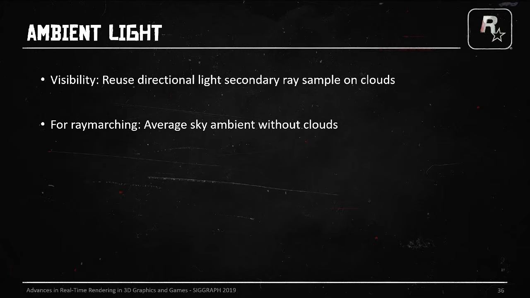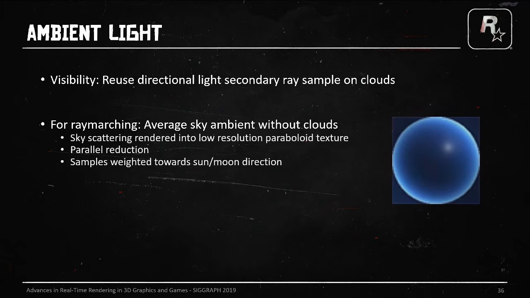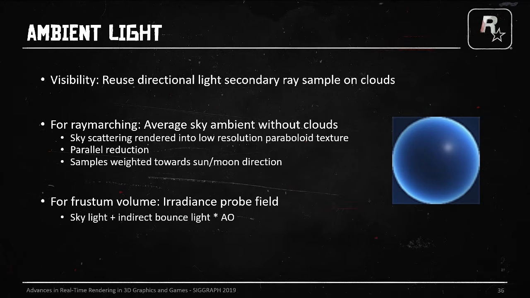And the ambient light itself, for the ray marching part, is coming from an average sky ambient term that we generate without clouds in them. And this is done by rendering the sky scattering term, both Rayleigh and Mie, into a low-resolution paraboloid texture, over which we apply parallel reduction with samples weighted higher, pointing towards the sun or moon. The view-frustum volume instead samples an irradiance probe field, which includes these terms, but also some indirect bounce light modulated by ambient occlusion.